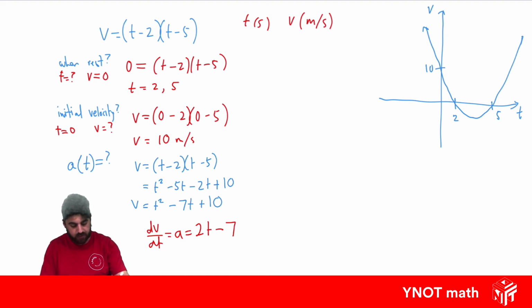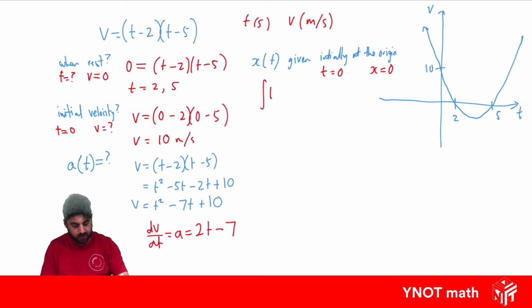Now we're required to find a function for the displacement in terms of time, given we're initially at the origin. So initially at the origin, well, initially means t is 0, and at the origin means when x is 0. And we need a function for displacement, and displacement is just going to be the integral of our velocity function. So let's go ahead and do that.